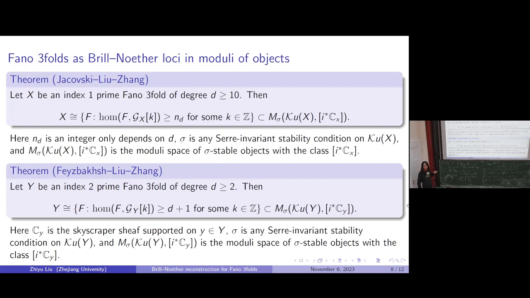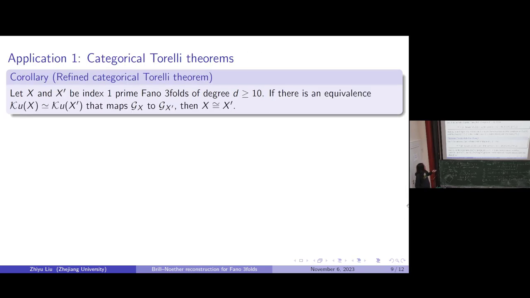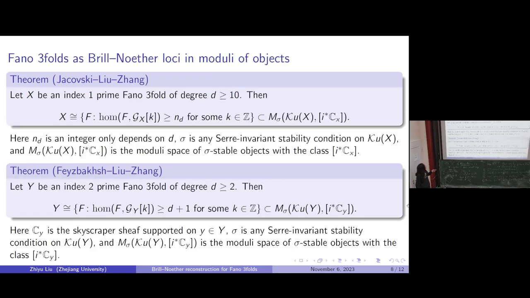What about degree 18? Degree 18, yes, this is a good question. For degree 18, I think in this case the Fano threefold is also a kind of Brill-Noether locus in the moduli of stable bundles over the curve. But in this case, we also have this Brill-Noether reconstruction, but we're not sure if this coincides with the classical result. But for index 2 and degree 4, yes, this coincides with the classical result.